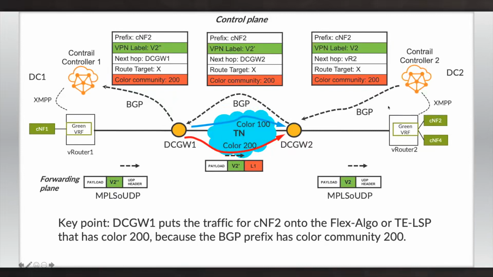And what you'll have advertised using BGP is the prefixes pertaining to these containerized network functions. So here in the example, we've got the prefix associated with CNF2. And so you've got a layer 3 VPN label highlighted here, V2. You've got the normal route target associated with the VPN. And then very importantly, the color community 200 in the example.